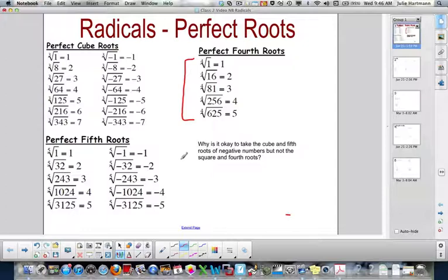Now, question for you. Why is it okay to take the cube and fifth roots of negative numbers, but not square and fourth roots of negative numbers? Yeah, because if you have negative 1 cubed, that's negative 1 times negative 1 times negative 1, that's negative 1. So we can do the cube root of negative 1 and get negative 1. Okay, so with odd number roots, it's okay to have negatives underneath. Even numbers, it is not.